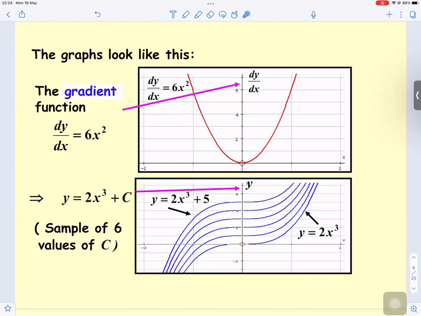So a sample of 6 values of c. So like 1, 2, 3, 4, 5, 6 different values of c. You have 6 different curves. So this one is plus 5 because it passes at this point 5 there. And this one will be plus 4, plus 3, plus 2.